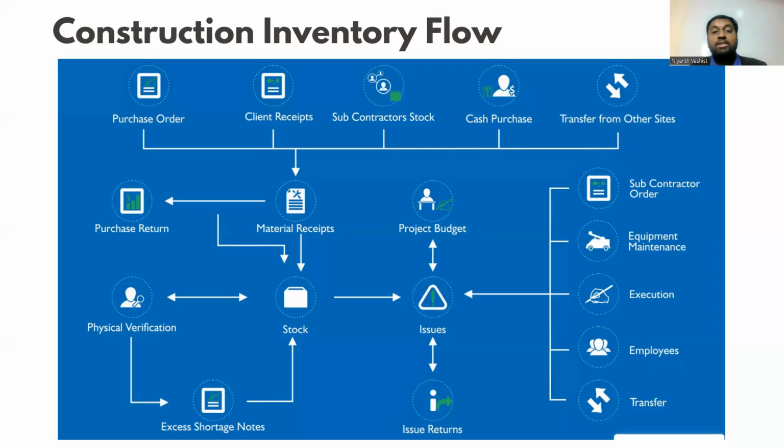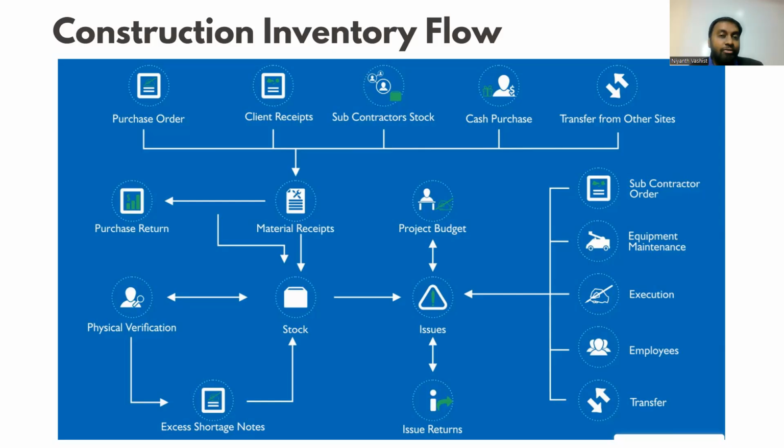Then we need to see how much cash purchase we can do out of these receipts. Let's say we get a receipt of 1 lakh and we have 80,000 cash. Will they accept that much cash? And then we should also see the transfers from other sites. So if we have excess material in another site in the same company, why can't we just transfer it instead of paying for the new material? That also is something that we'll be looking at. So all this will combine into material receipts.